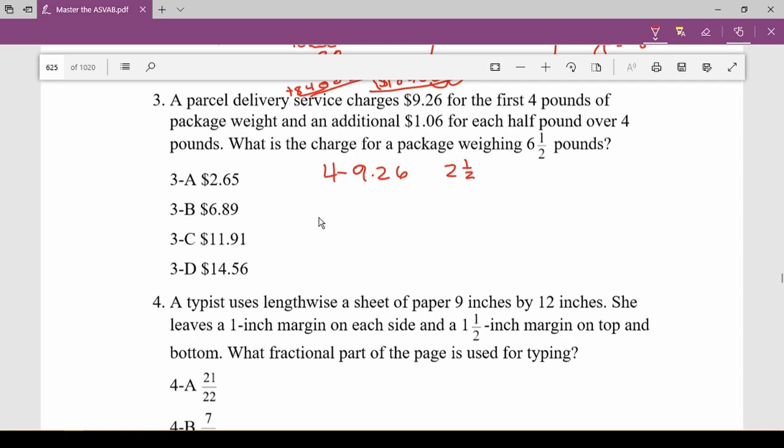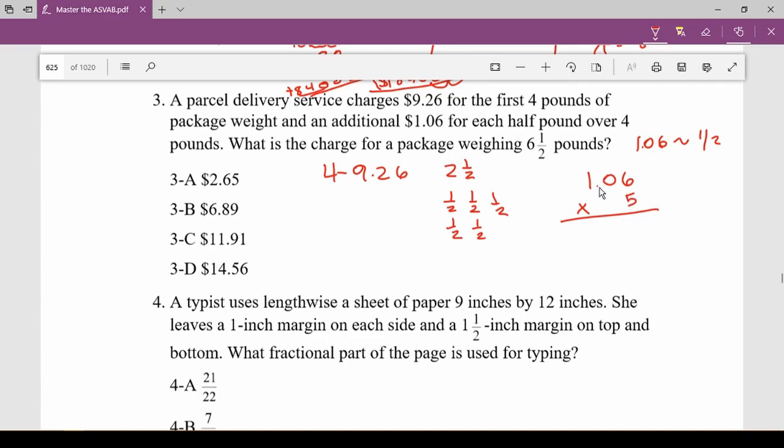And the way I look at 2.5 in light of the fact that we're told that it's $1.06 for each additional half pound, is I look at it like this. 1/2, 1/2, 1/2, 1/2, 1/2. Again, 1/2 plus 1/2 is 1, so we know 4 halves is 2, plus 1/2 is 2.5. We're told it's $1.06 per additional half pound. There's 1, 2, 3, 4, 5 additional half pounds. So we're going to take 106, multiply it by 5.